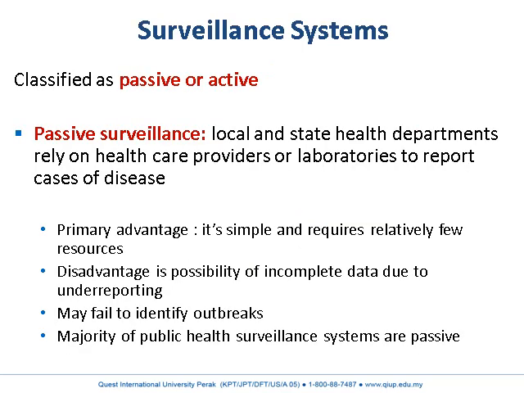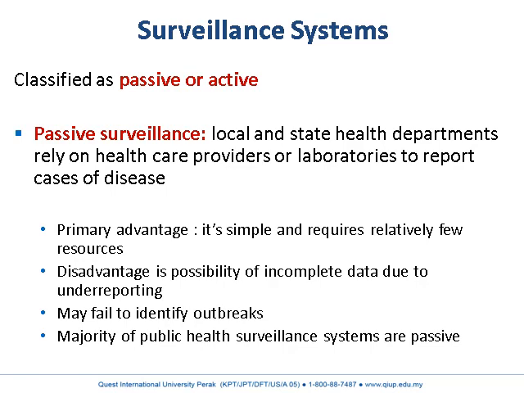Surveillance systems can be classified as passive or active surveillance. Passive surveillance means local and state health departments rely on healthcare providers or laboratories to report cases of disease. So, local and state health departments rely fully on the report from healthcare providers or laboratories. It has an advantage because it's simple and requires relatively few resources.